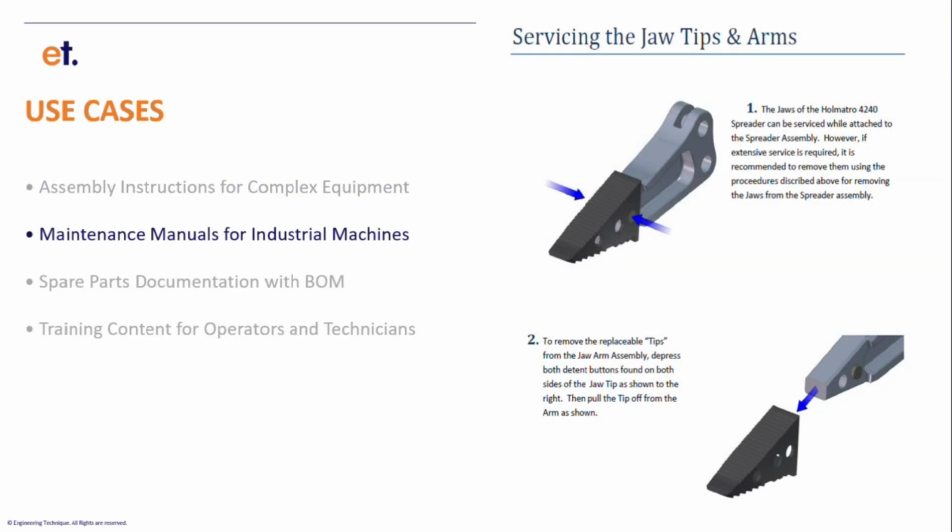Another important use case is creating maintenance manuals for industrial machines. Using Composer, we can create step-by-step maintenance instructions like this. We can clearly show how to remove, inspect, and replace components with proper visual guidance. All steps can be supported with arrows, callouts, and clear directions. This makes it very easy for technicians to follow the process correctly. It also reduces the chance of mistakes during maintenance operations. Additionally, it helps in standardizing maintenance procedures across teams. So overall, it improves efficiency, safety, and reduces downtime.